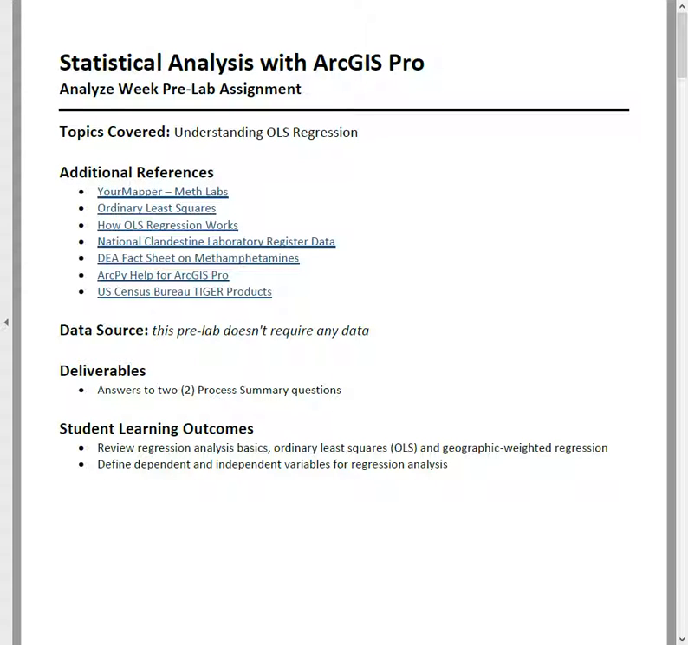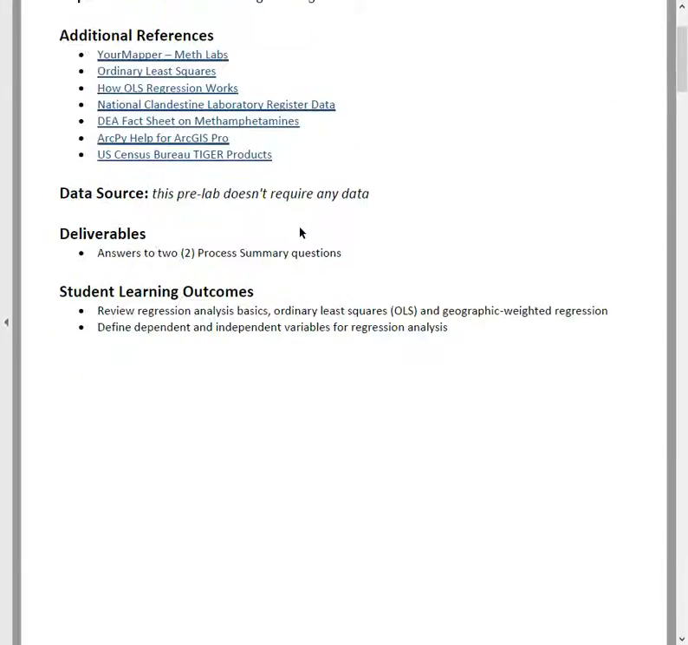Before you dive into the Analyze Week lab, we need to make sure you understand ordinary least squares, or OLS, linear regression analysis. This pre-lab assignment should assist you in understanding how to read the results of the analysis. Make sure to read through this document without the assistance of this video. We will not be covering all important topics. This is just an overview. If you have further questions after this video, please review the links provided in the additional references section here at the beginning of this document.